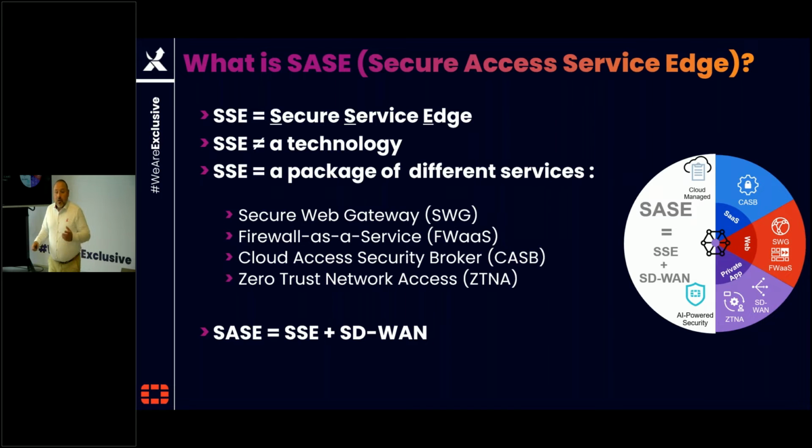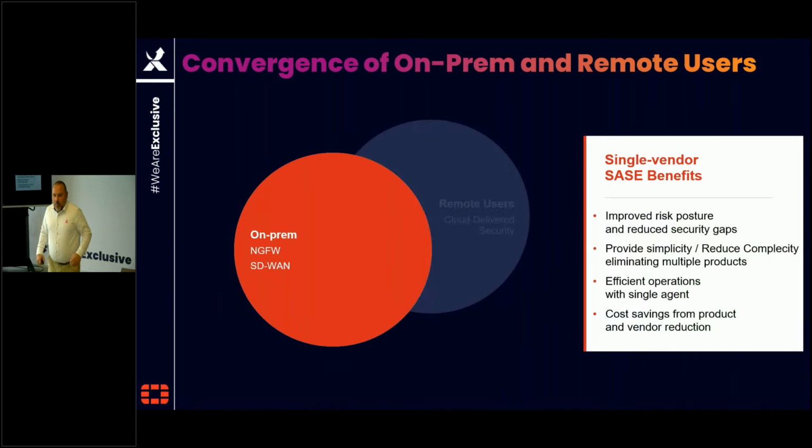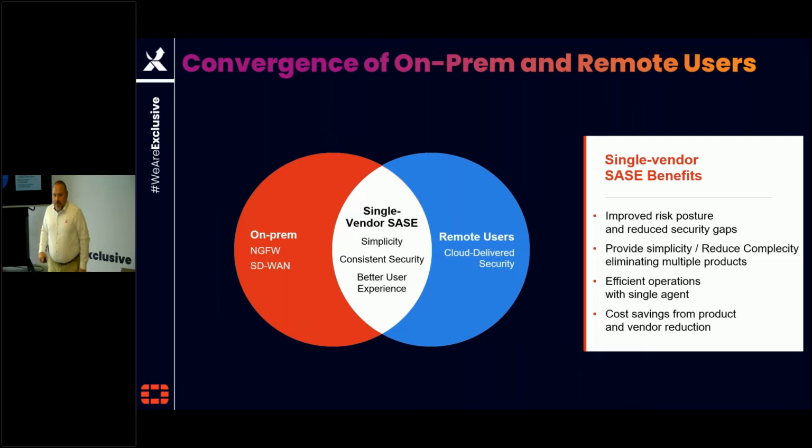So the convergence of networking and security is also true for on-prem and remote users, where FortiSASE will provide a single vendor SASE. Fortinet will provide the whole stack of core solutions I just presented to you, and it will provide you with simplicity. It will also give you consolidated security and a better user experience.